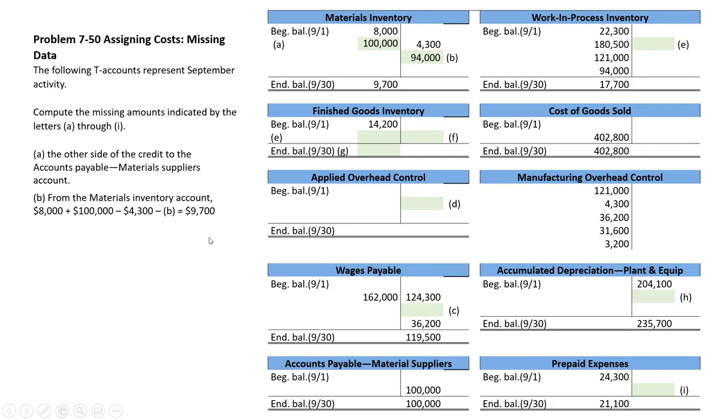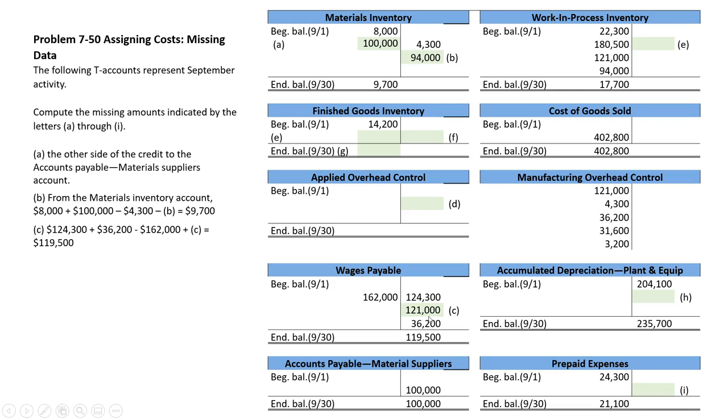The next thing I'm going to look for is, again, going chronological, is go ahead and go to C, my wages payable. So again, I have most of my amounts. Wages payable is a liability. It would have a normal credit balance. So if I start with my 124,300, add in an additional credit of 36,200, subtract out a debit because a debit to a liability takes away of 162,000. I don't know what my credit is here. I'm not sure what that is, but I know my resulting credit balance is 119,500. So that's going to leave me with C must have been a credit to wages payable for 121,000.